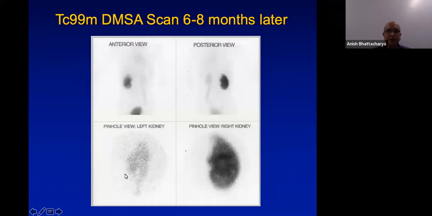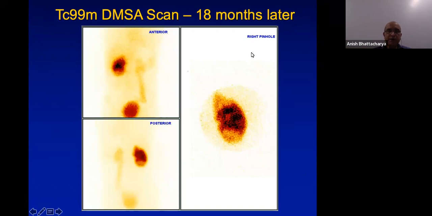6 to 8 months later, same patient, now the left kidney is almost totally gone. The right kidney has also developed a scar at the upper pole. And 18 months after the first scan, you can see the right kidney has also developed bipolar scarring. So you can use it for follow-up.